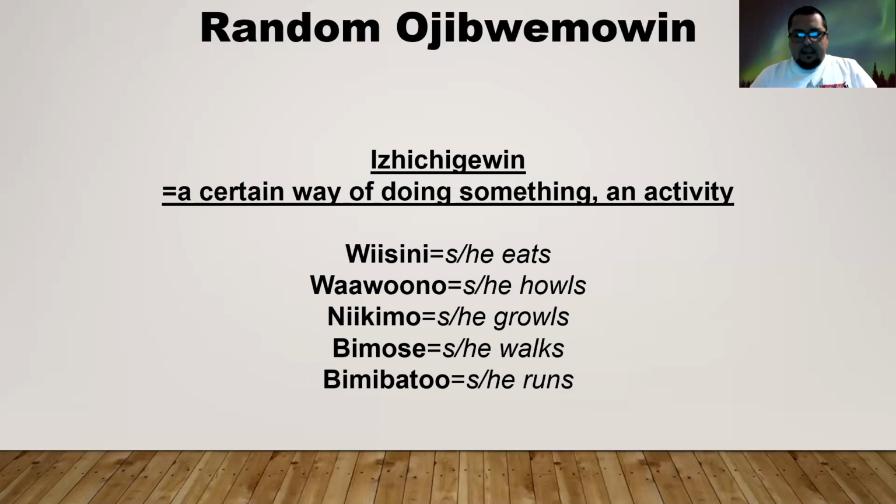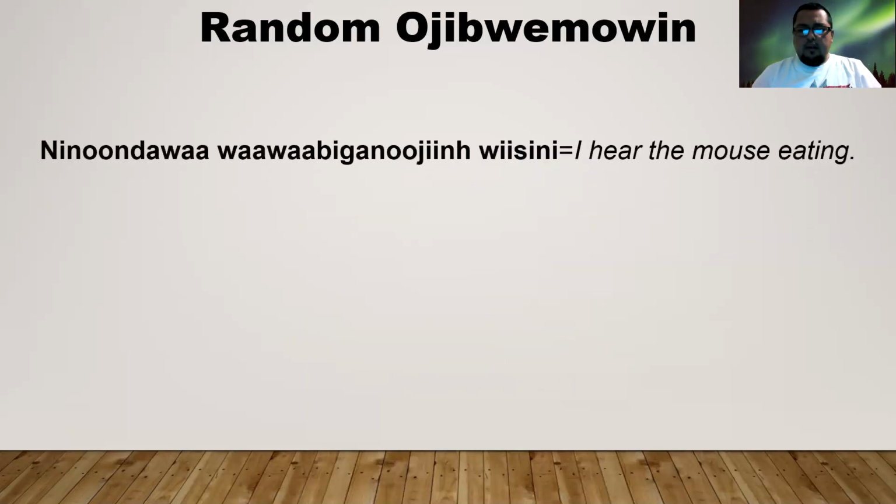Okay, so we're going to add these together and form a sentence with our animal, with what she or he is doing, and using the nindoon dawa. Talking about I here. So we have here, nindoon dawa waawaabiganoojiins wiisini. I hear the mouse eating.